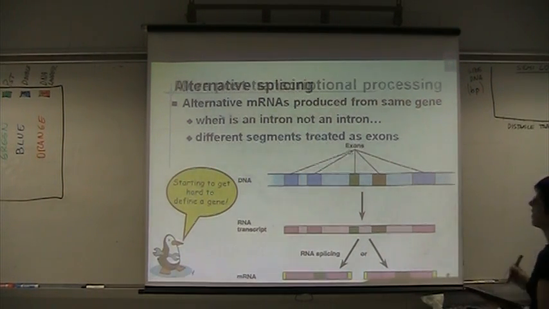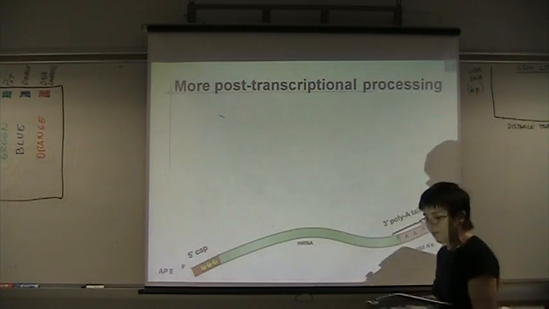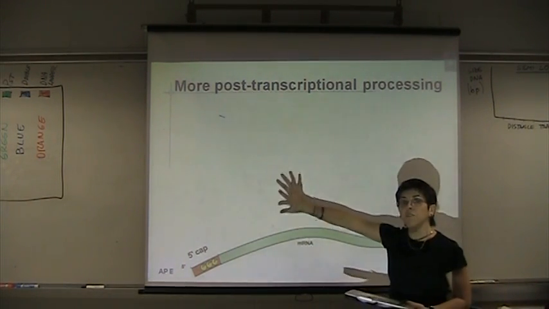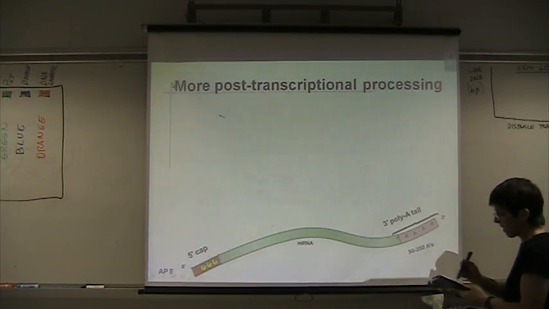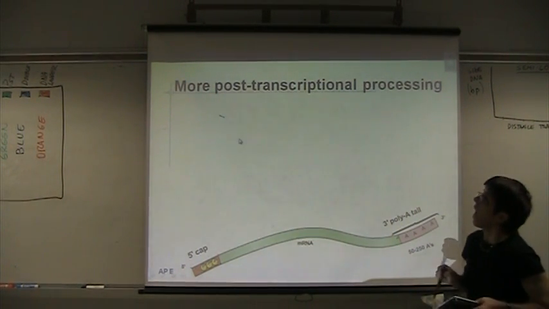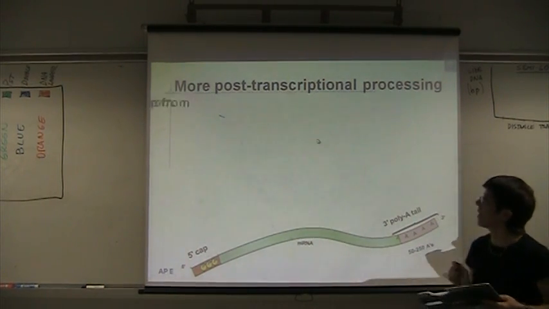It's getting hard here. Now, the interesting part is that this is not the end of it. A lot of things. We are still in the nucleus, by the way. We haven't left the nucleus. We are still with the messenger RNA in the nucleus. And just the splicing is not enough. Then we have to do a couple other things.